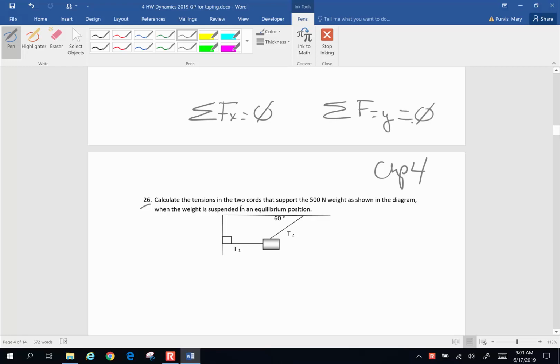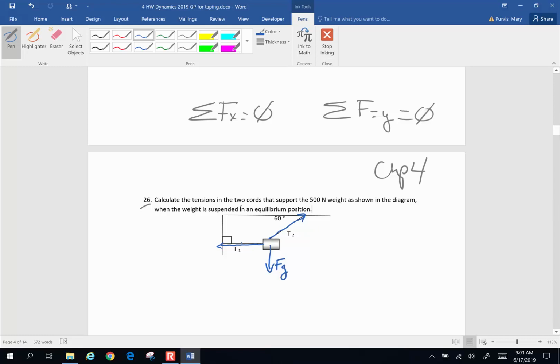So let's take a look at what's going on, and let's begin by drawing all of our forces. We have, of course, the force of gravity going down, and we have two tensions. This object is suspended by a rope or a cable of some sort pulling it up and to the right, and a rope or cable of some sort pulling it off and to the left. This right angle here is supposed to represent maybe a ceiling and a wall. So this is what we've got going on.